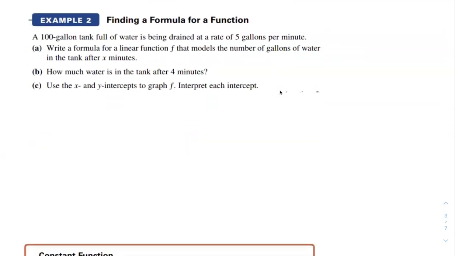Finding a formula for a function. So here we're going to apply our linear function, f of x equals ax plus b, to an application problem. We're going to try to find an equation using a linear function. So a 100-gallon tank full of water is being drained at a rate of 5 gallons per minute. Write a formula for the linear function f that models the number of gallons of water in the tank after x minutes. So remember the way we talked about this? b is my initial amount.